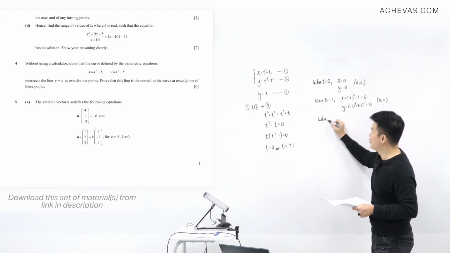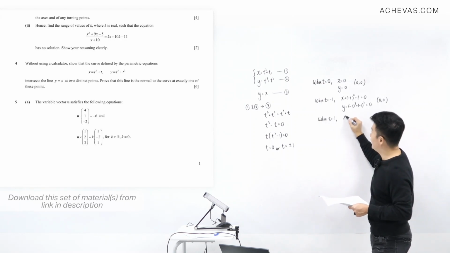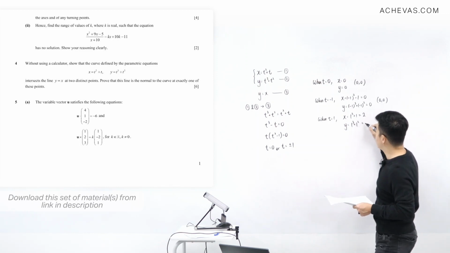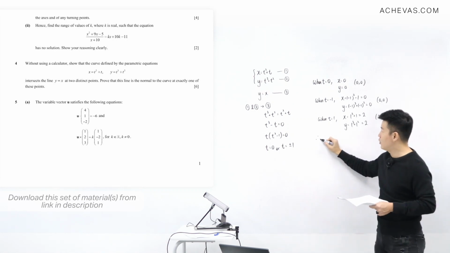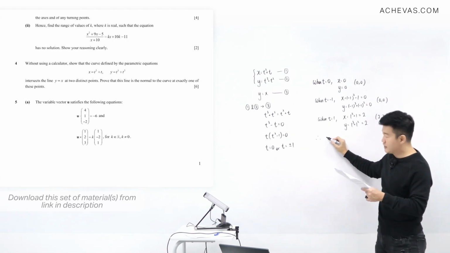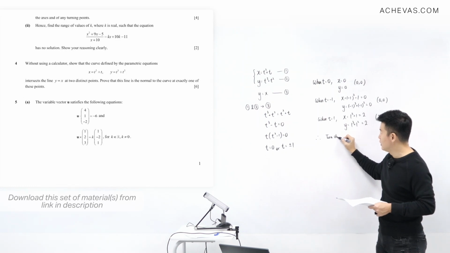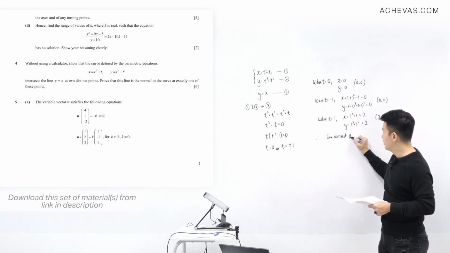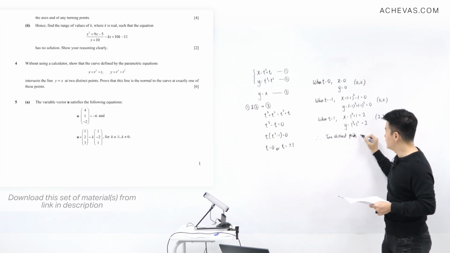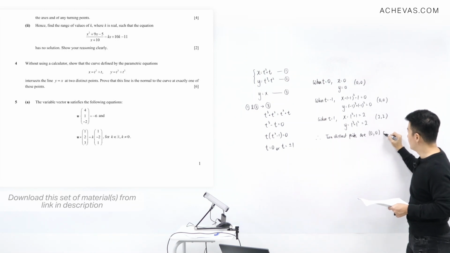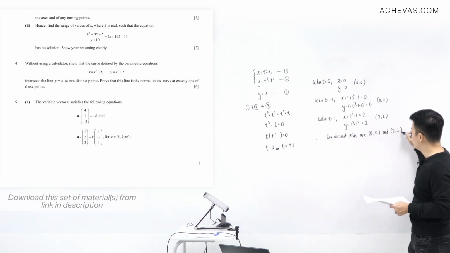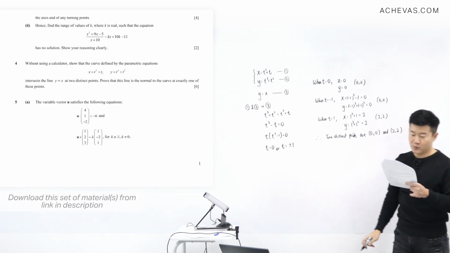Let's hope that this is going to be distinct. When t is equal to 1, x is equal to 1 squared plus 1. This is equal to 2. And y is going to be 1 to the power 3 plus 1 squared. This is also going to be equal to 2. So we have one more point, and that point is 2, 2. Therefore, we have 2 distinct points, and the 2 distinct points are 0, 0, and the other one is 2, 2. Which is what the question wants us to prove.